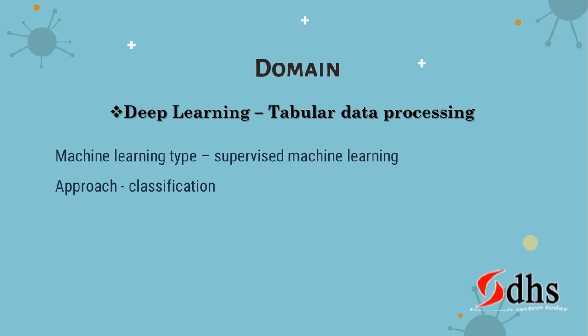This project domain is deep learning, dataset type is tabular numerical data, so the concept is tabular data processing. Machine learning type is supervised machine learning. We're going to work with the labeled dataset and approach classification, and also we can perform analysis in this project.